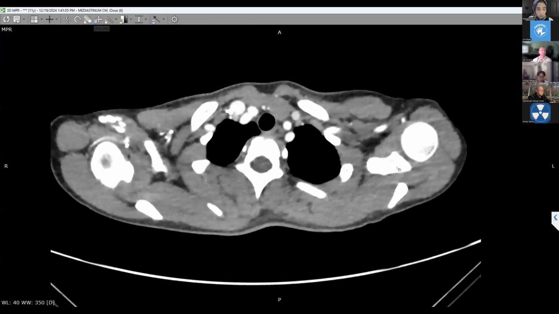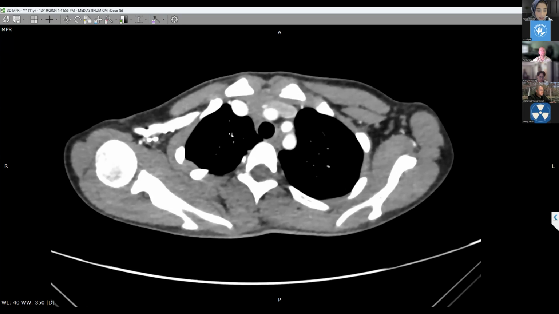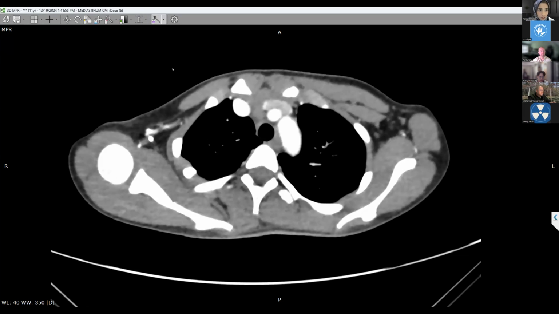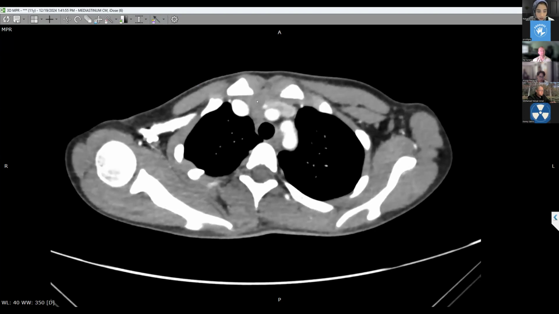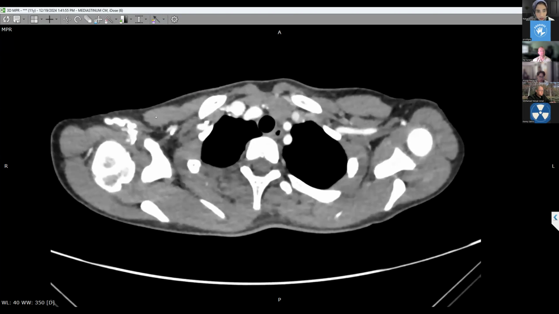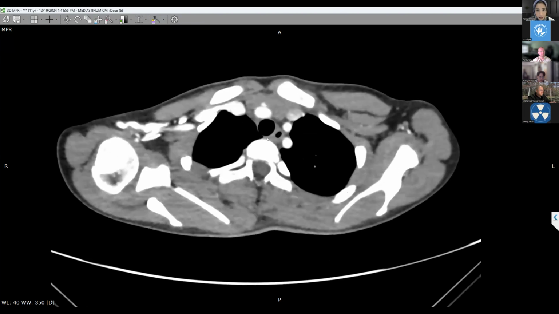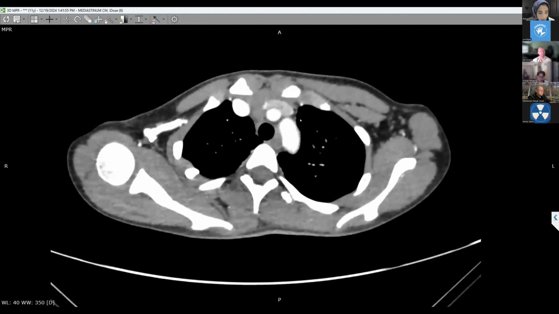Let me start. We can see the right and left hemithorax walls appear asymmetric. And we can see here the right pectoralis major muscle shows hypoplasia, with the origin only at the sternum and insertion of the right pectoralis muscle at the humerus. We also can see here the right pectoralis minor muscle isn't visible, suggesting aplasia of the right pectoralis minor muscle.